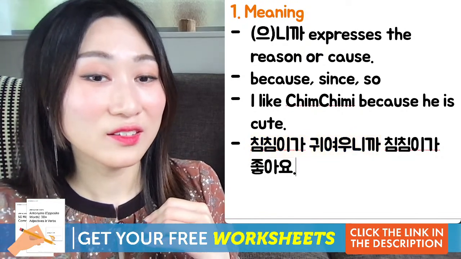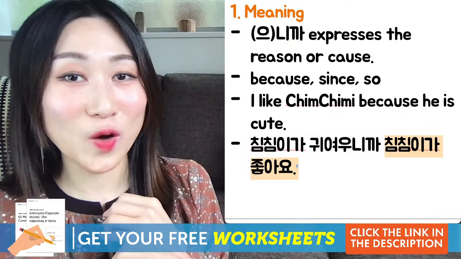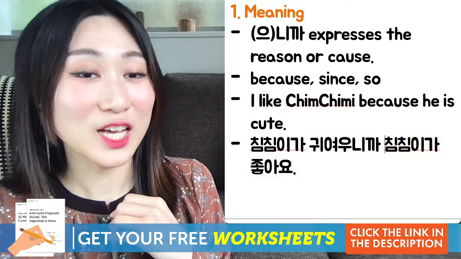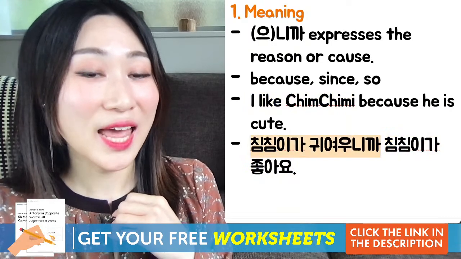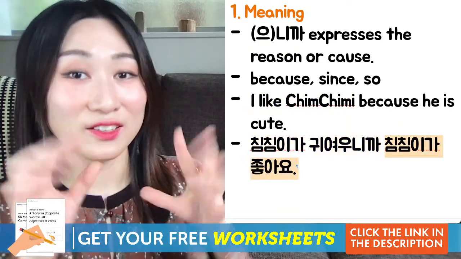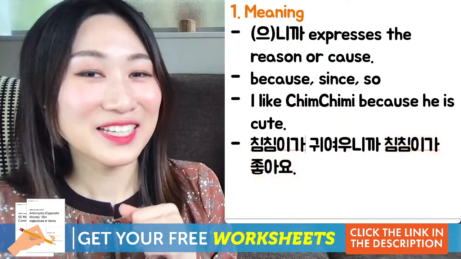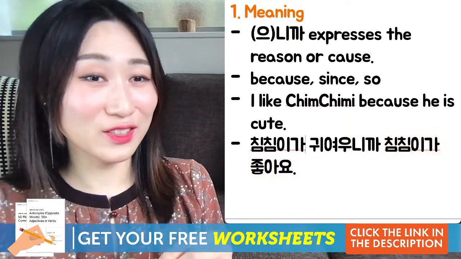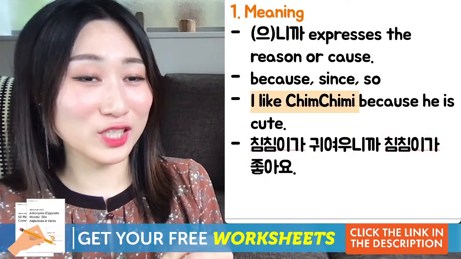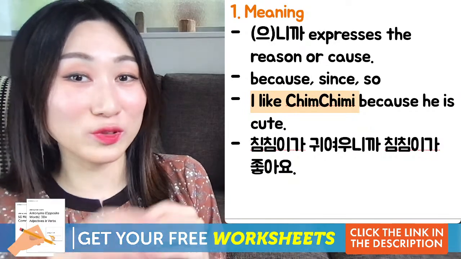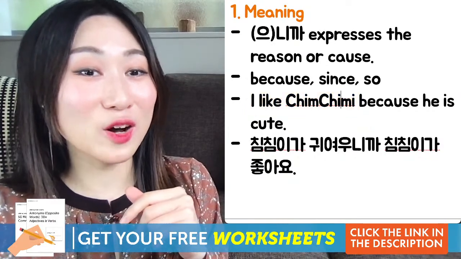And 침침이가 좋아요. It's just I like 침침. It's the result, right? So this is a reason or cause, and the second clause is the result. So in English, I like 침침 because he's cute. So the word order is very different, right? You usually put the opinion at the beginning, and the reason comes after.